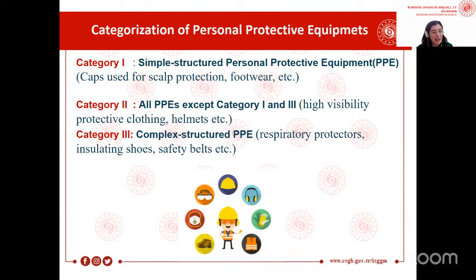For category 1, I can say that they are simple structured PPEs. For example, caps used for scalp protection, footwear, etc. For category 3, I can say they are complex structured PPEs. For example, respiratory protectors, insulating shoes, safety belts. And for category 2, I can say all PPEs except category 1 and 3. They are, for example, high visibility protective clothes, helmets, etc.